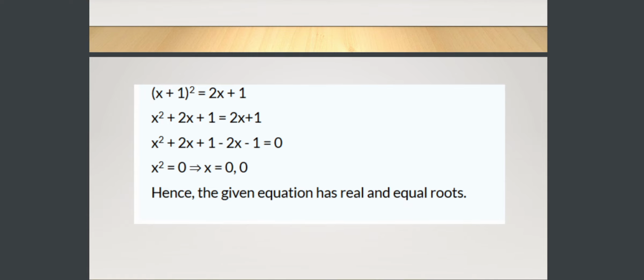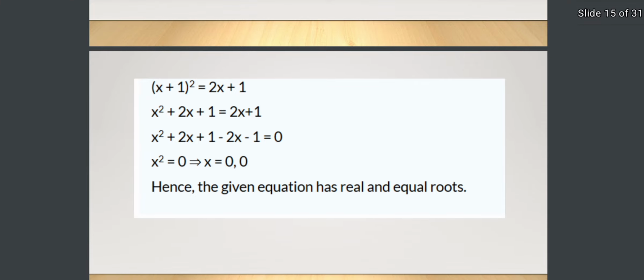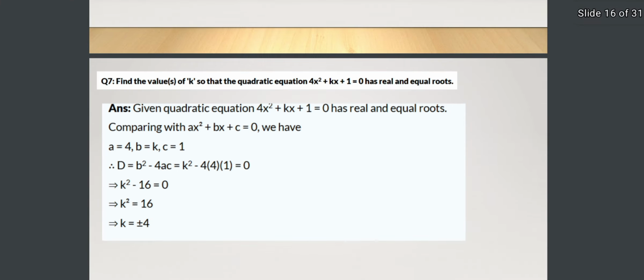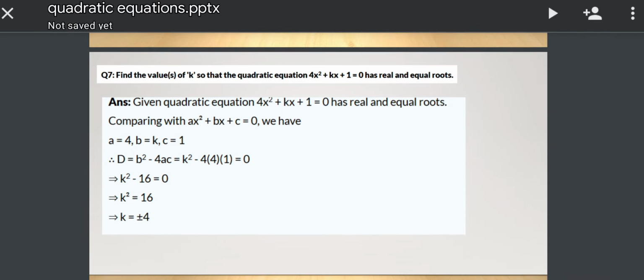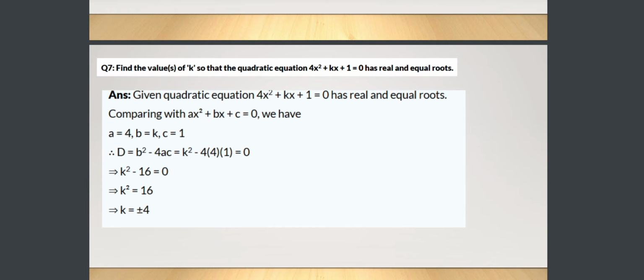Actually this solution has solved this question, but you don't need to solve, you can easily find the discriminant, and if the discriminant equals 0, then it has real and equal roots. Okay, move to the next question. Find the value of k. So first of all, read this question and try this question by yourself. Don't try to look at the answer. First of all, try by yourself and then you can match your answer.